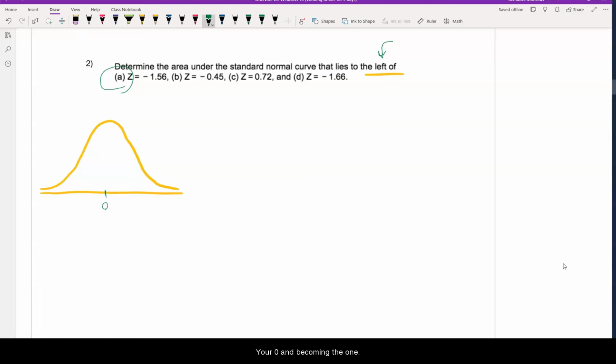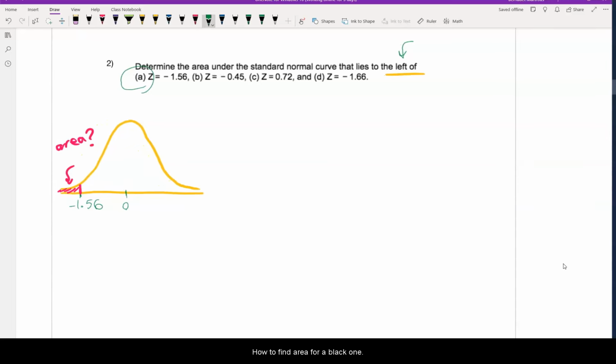So here is 0, and we have negative 1. Let's assume that here is the point we have, negative 1.56. So it's to the left of z, and we have to find the area for that part. How can we find the area for that one? This is exactly the same as a number line. On the left side, starting from negative numbers, I have negative infinity, and on the right side I have positive infinity.